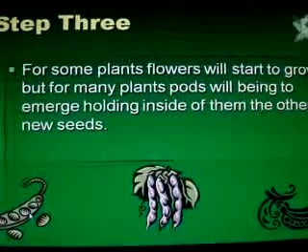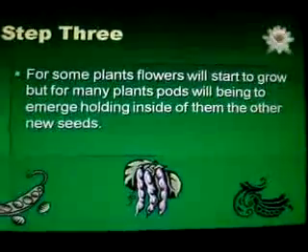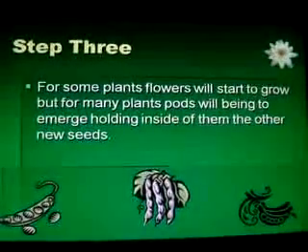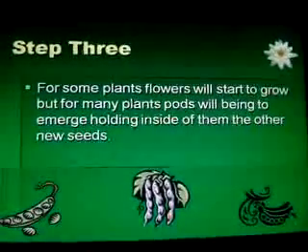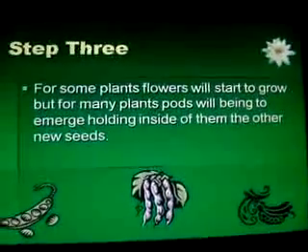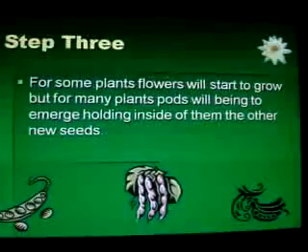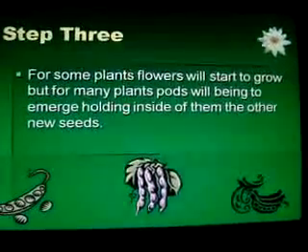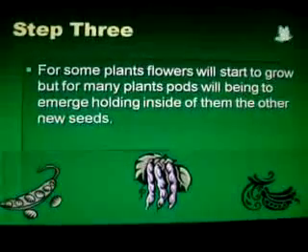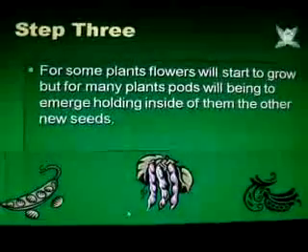Now that we saw these 2 videos for the first 2 steps, I want to introduce step 3. For some plants, flowers begin to grow, like the flower you see in the top right corner. But for many plants, pods will begin to emerge, holding inside of them the other new seed. Some of these seeds we may even see in cans in a grocery store, in our refrigerators at home, or in bags. Which ones do you eat?